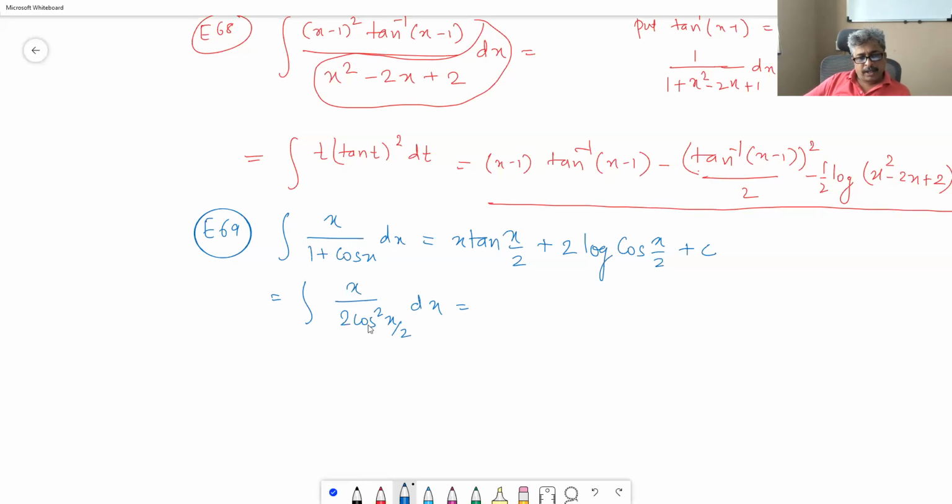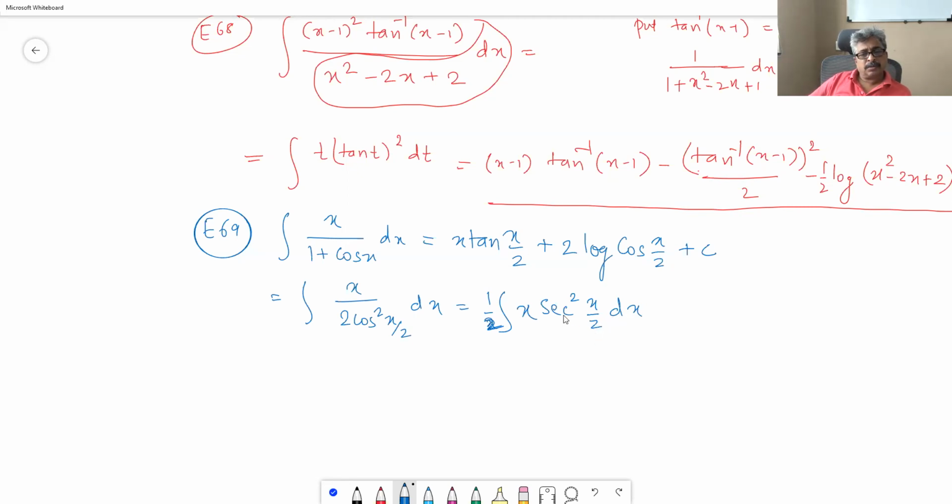this is x by 2 and this is sec square x by 2. Correct. Integral 1 upon 2, x sec square x by 2 dx. Correct.